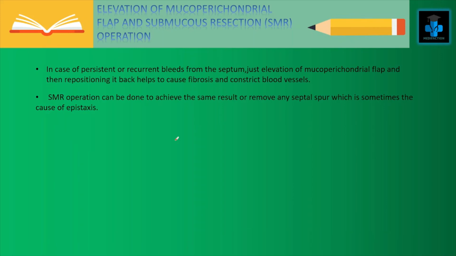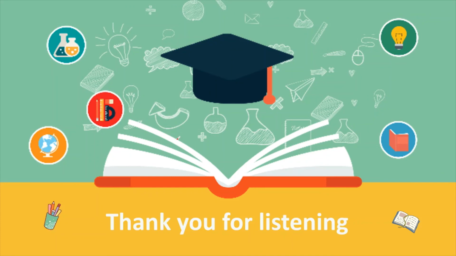The next type of management is by elevation of mucoperichondrial flap and submucous resection, that is SMR. In case of persistent or recurrent bleeds from the septum, just elevation of the mucoperichondrial flap and then repositioning it back helps to cause fibrosis and constrict blood vessels. The SMR operation can be done to achieve the same result or remove any septal spur, which is sometimes the cause of epistaxis. Hope you have understood the video.